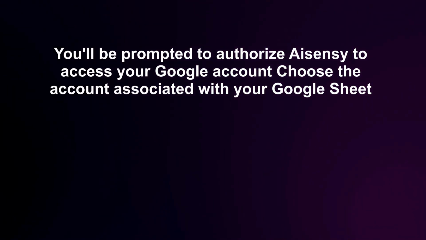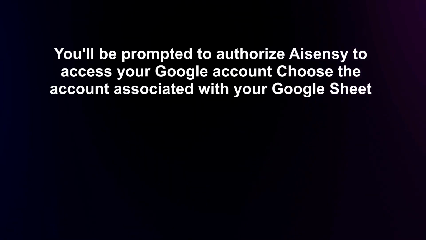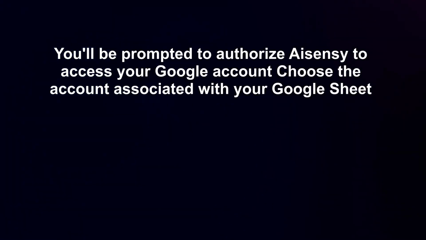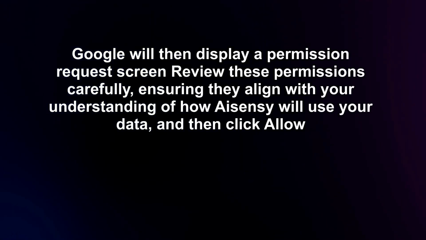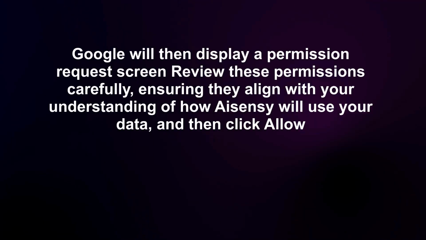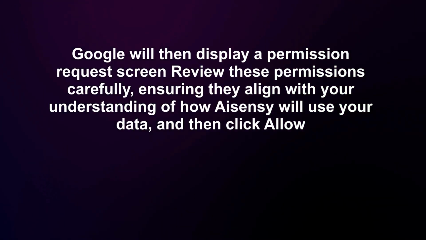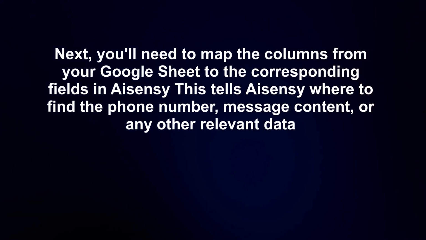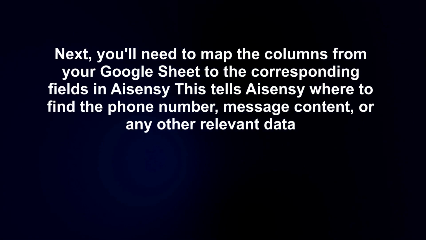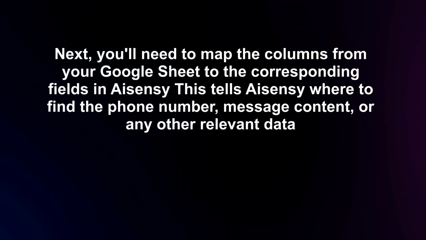You'll be prompted to authorize Aisensy to access your Google account. Choose the account associated with your Google Sheet. Google will then display a permission request screen. Review these permissions carefully, ensuring they align with your understanding of how Aisensy will use your data, and then click Allow. Next, you'll need to map the columns from your Google Sheet to the corresponding fields in Aisensy.